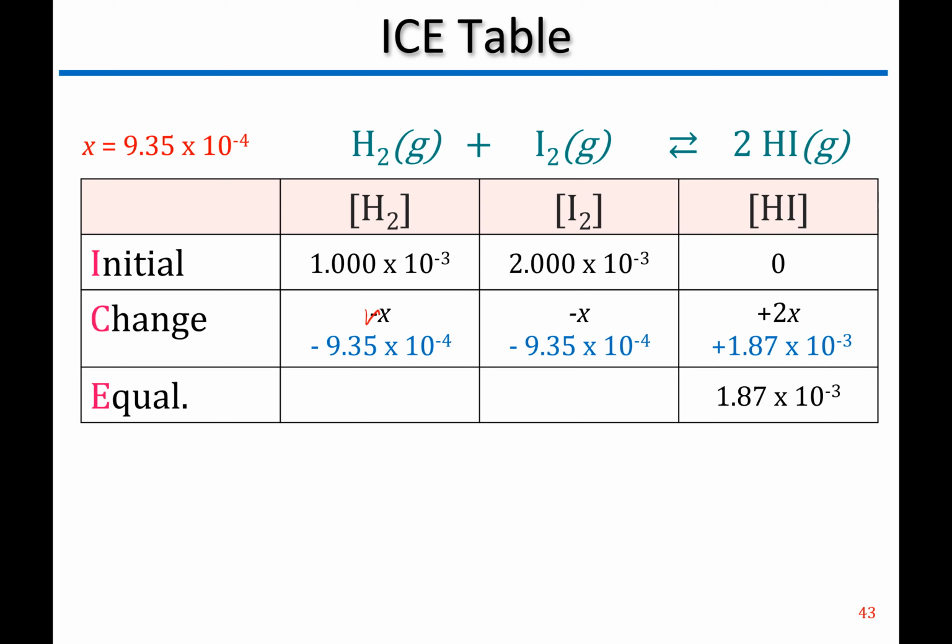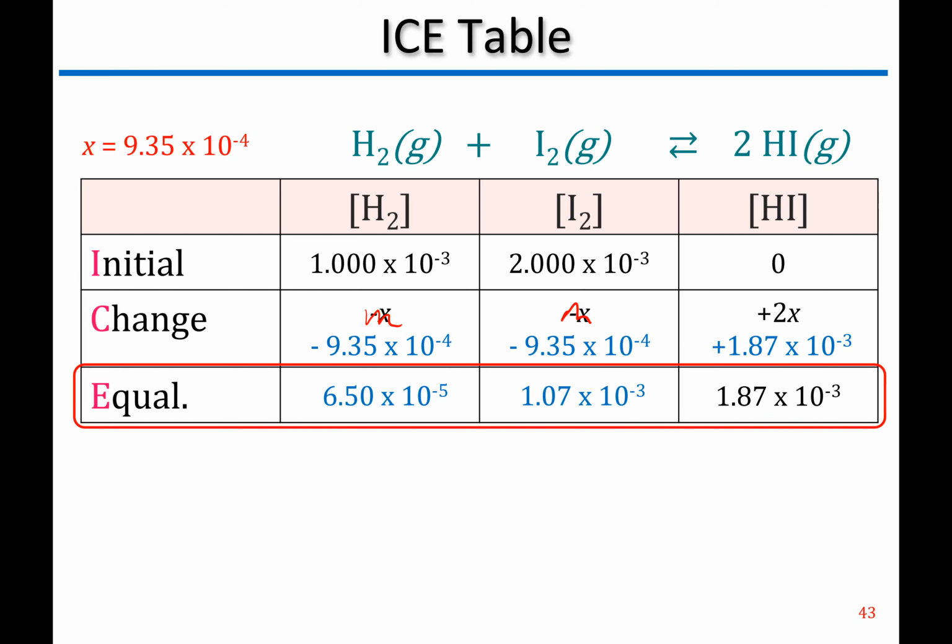Okay, so our X value now we know is 9.35 times 10 to the minus 4. Or 9.35 times 10 to the minus 4, not the minus. The minus comes from the fact that it's minus X. Okay, so just subtract that from our initial concentration, and that gives us everything we need to know about our equilibrium concentration.